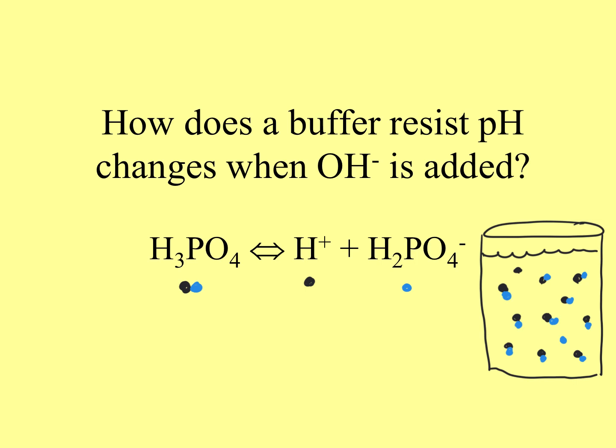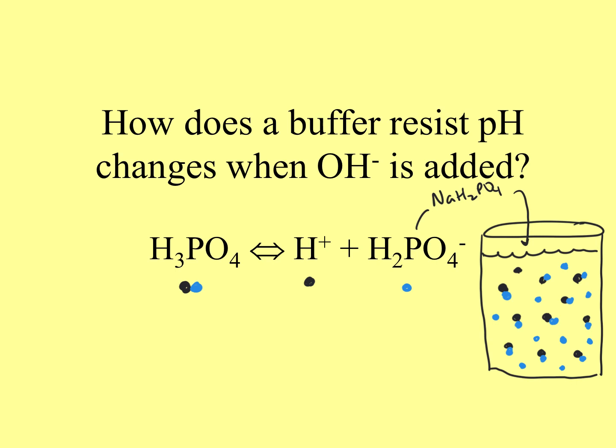Then to make it a buffer, you could add a source of H2PO4 negative, and you can do that by adding a salt of it, an ionic compound like NaH2PO4, which is highly soluble, so that when it goes into the water, the Na plus ions and H2PO4 minus ions will dissolve, and you'll end up having more of the conjugate base. And so that is how you would make it a buffer solution, because you have lots of the H3PO4 and lots of the H2PO4 minus.